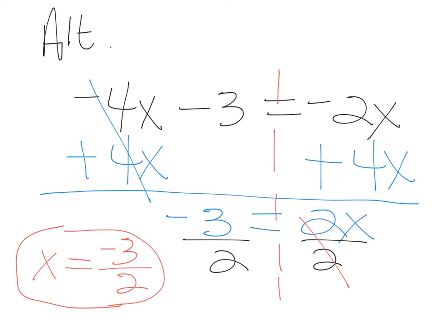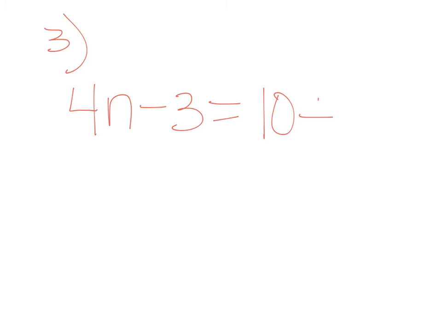Okay, next problem, number 3. 4n minus 3 equals 10 plus 4n. Now I will warn you, we did do a problem like this yesterday. This should look familiar. I will tell you it's a little special. So pause the video and try this.